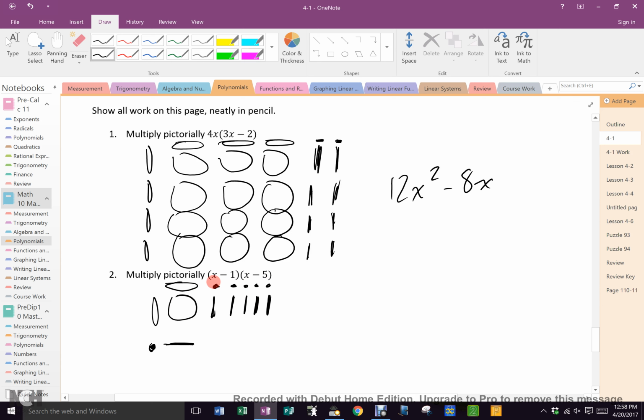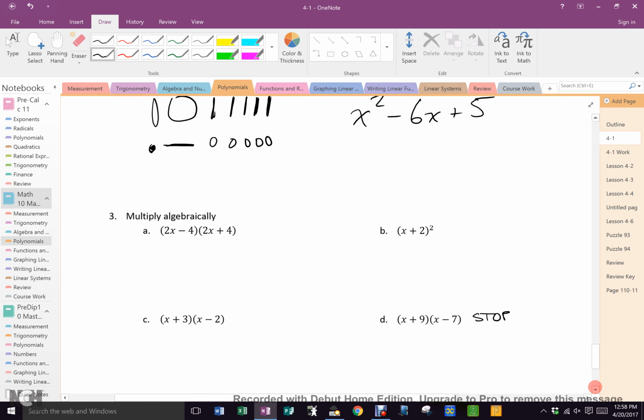Two negatives make what? Positive. 1, 2, 3, 4, 5. Answer, x squared minus 6x plus 5. Right? Everybody's good, yeah? Okay. Now remember, for these first 4, I want to see the work.